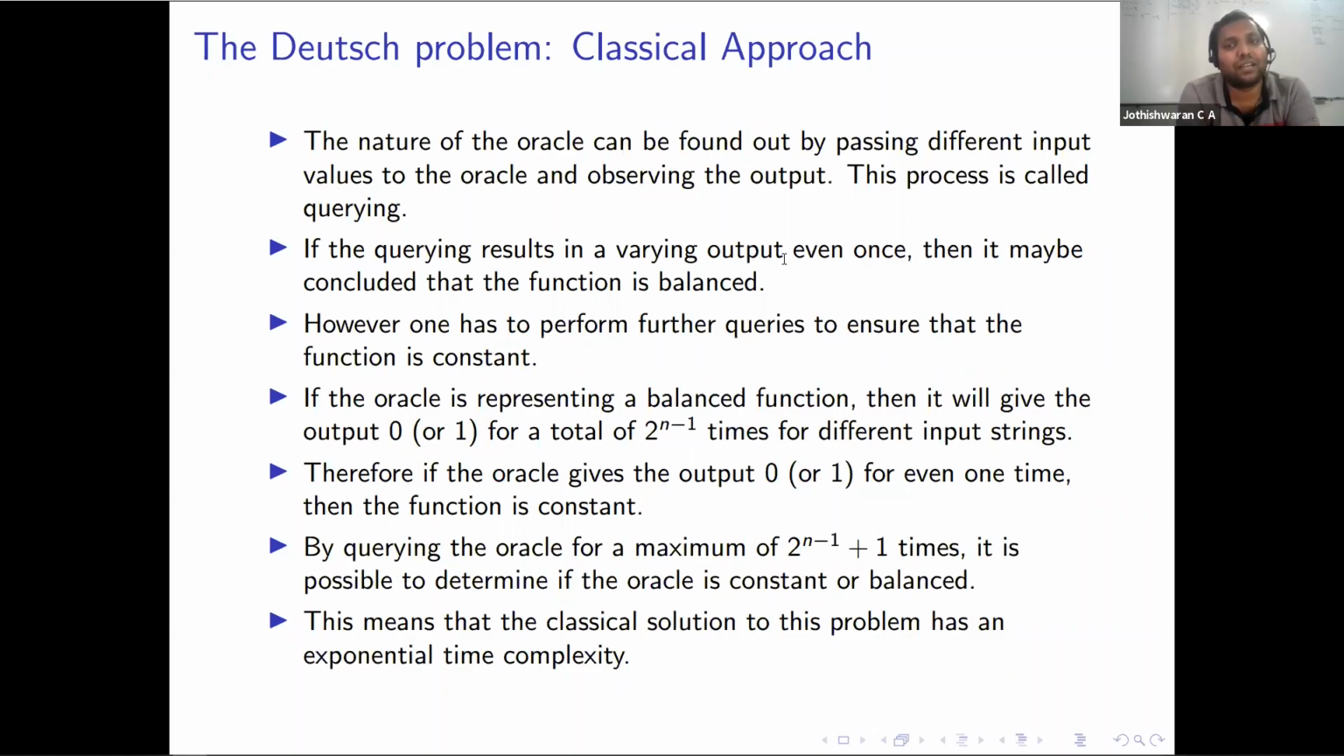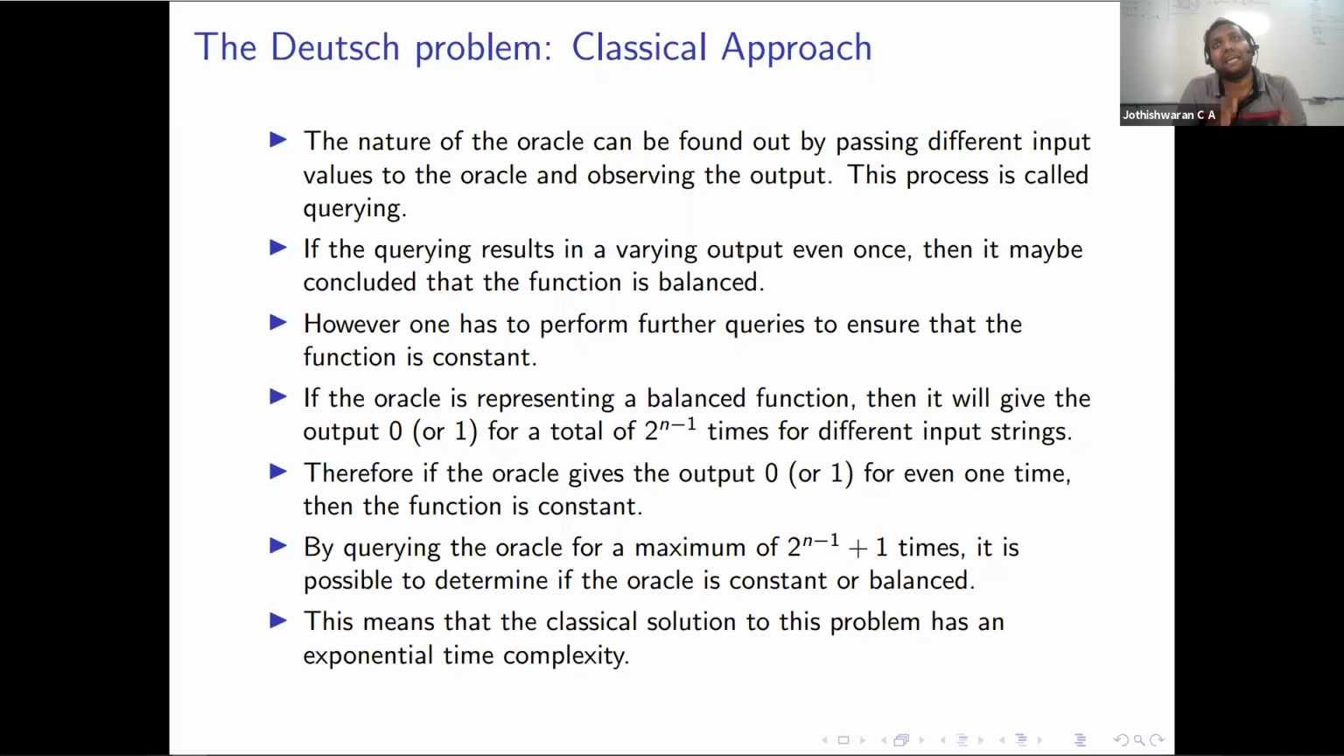Then I will give it a different input and see what the output is. Now, if these two outputs differ right away, then I can say that my function is definitely not constant, because a constant function, by its definition, is constant. And since I'm guaranteed that the oracle presented to me is either constant or balanced, the moment I see a varying output for the first time, I can conclude that my function is balanced.